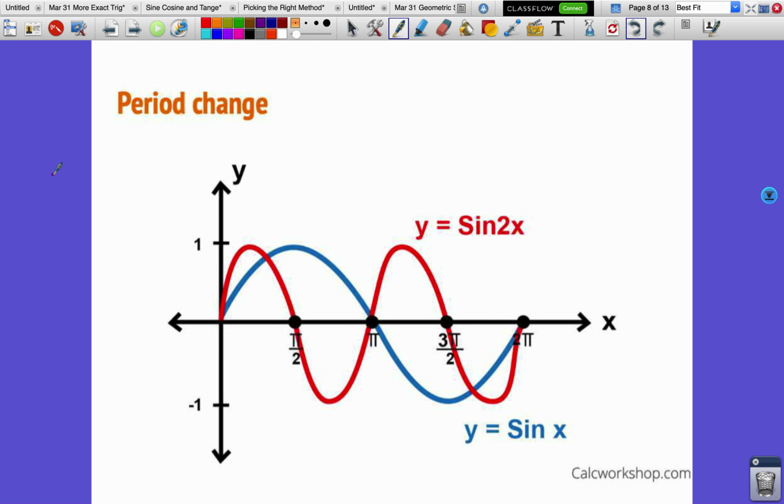Let's talk about period change. So if our data is oscillating more frequently than every 2 pi, we can change the waves to oscillate more frequently. Here we see in blue is just y equals sine of x, oscillating every 2 pi radians. But if I put a 2 in for b, now it oscillates every pi radians. You can see the period went from 2 pi to pi. We make one full cycle by the time we get here.